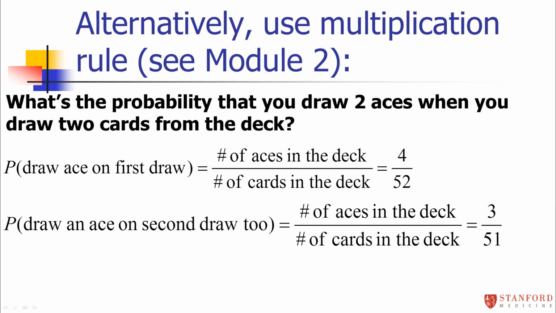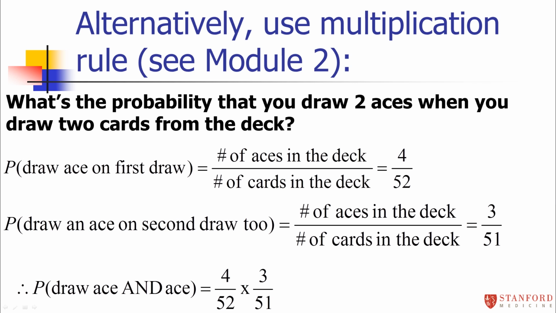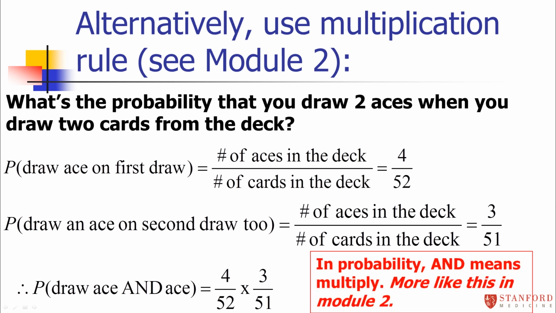You could say the probability of drawing an ace on the first draw is 4 out of 52. The probability of also drawing an ace on the second draw is 3 out of 51, and we can just multiply those together because in probability, and means multiply. So the probability of both of those things happening, you're going to calculate by multiplying those together. Notice that when you multiply those together, you get the same exact probability as we got before, 12 divided by 52 times 51. So it doesn't matter which way you approach this, there are multiple ways to get the same answer. And again, we're going to talk more about using this multiplication rule, multiplying probabilities together, in Module 2. This is technically not a counting method that we've done here.